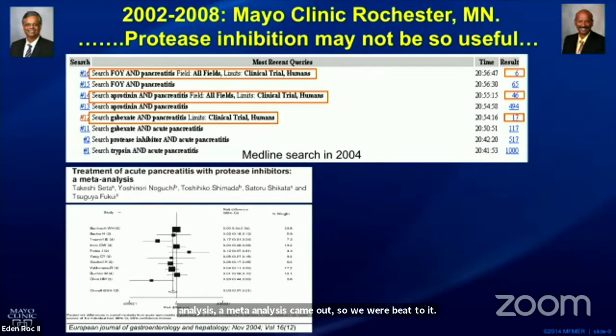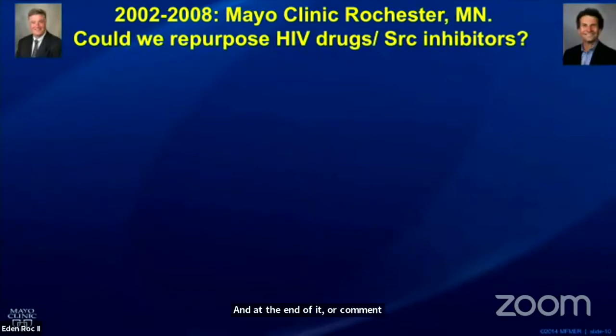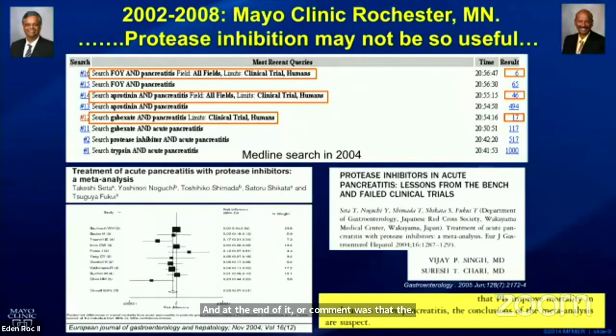The meta-analysis claimed that there was no big difference that the protease inhibitors did, but they did say that maybe in moderate to severe pancreatitis, there was a benefit. We reviewed it carefully. I believe that was one of the most thorough lit searches I did with Dr. Chari. And at the end of it, our comment was that the conclusions of the meta-analysis were suspect, that there was a reduction in moderate to severe pancreatitis. So this was a commentary that we sent to Gastro, and our thought was that there was a lot to be learned from failed clinical trials in protease inhibitors, and that's where we closed.